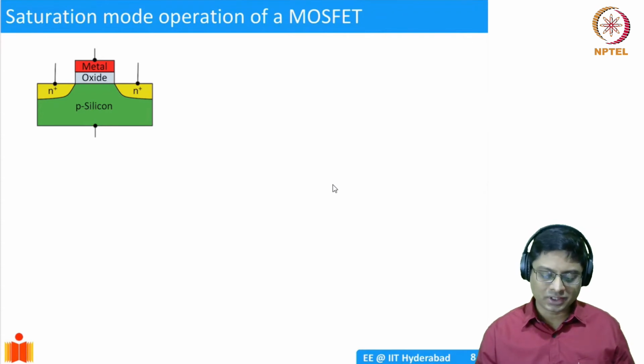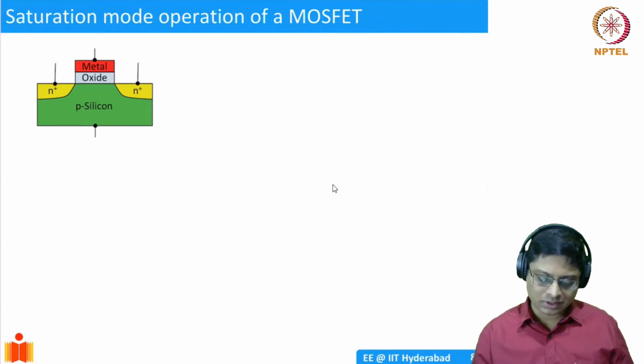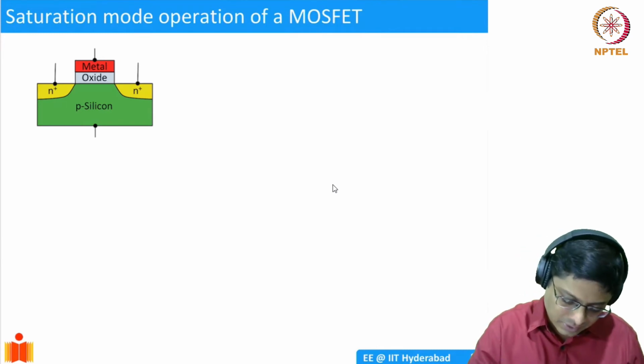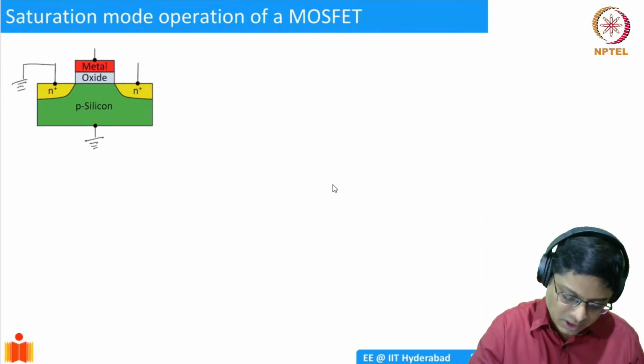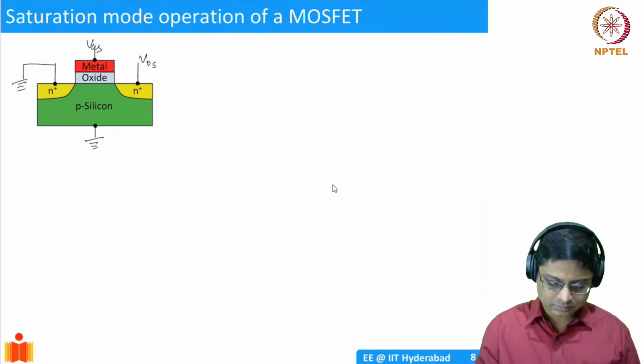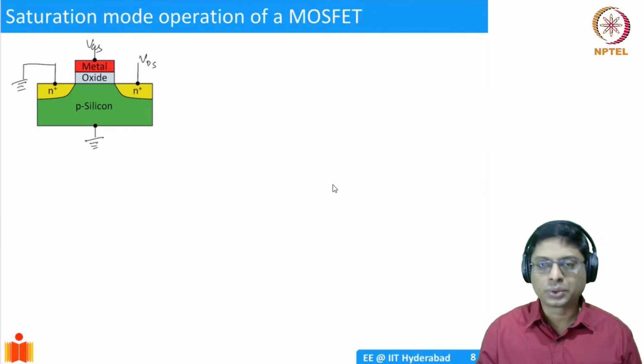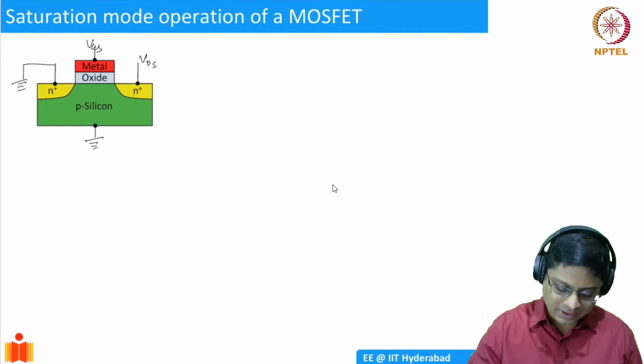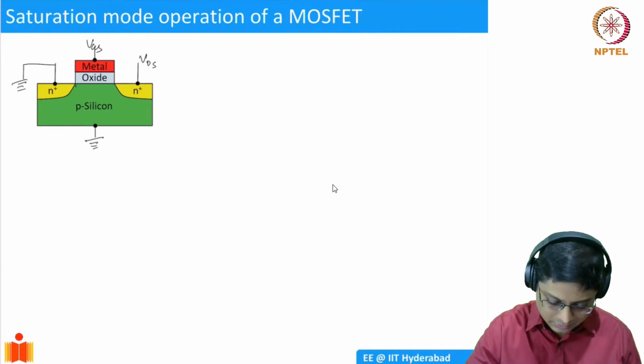To understand saturation mode, what we have to do is, okay, let's do this. So you have this to be grounded, this to be grounded. You have a VDS here, and you have a VGS here, right? So what is the voltage from source to drain?